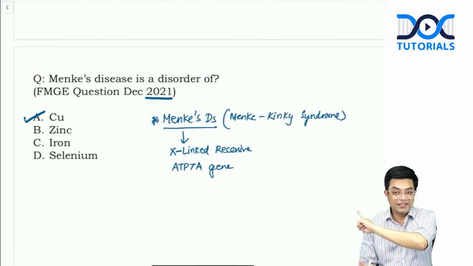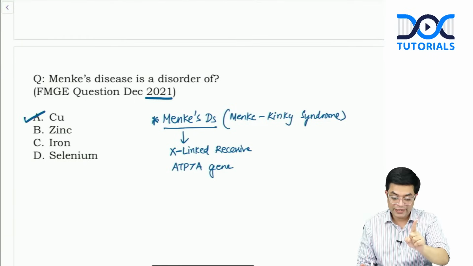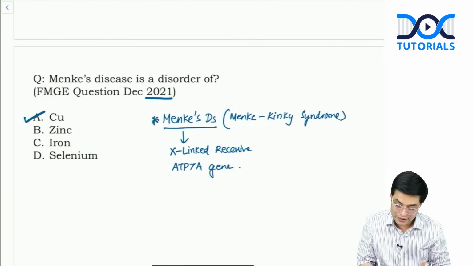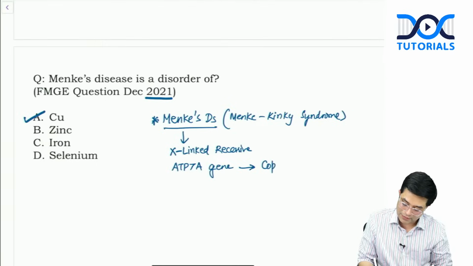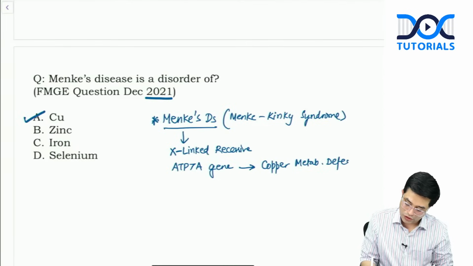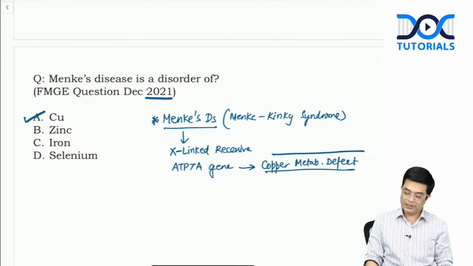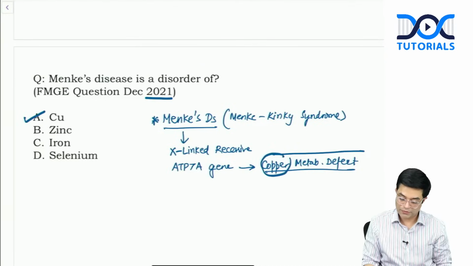ATP7B अलग होता है, वो भी आएगा. ATP7A gene mutation is there, which codes for a copper metabolism defect. So it is a copper metabolism defect. So there will be abnormal hair, there will be developmental retardation, and many times mortality can also be seen.